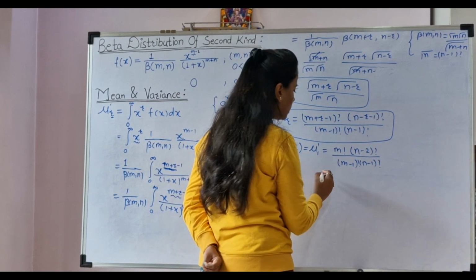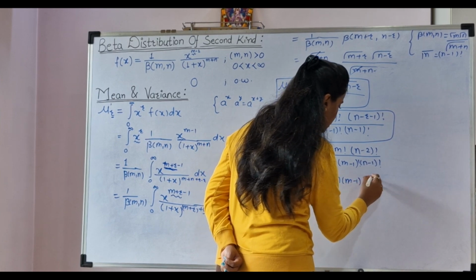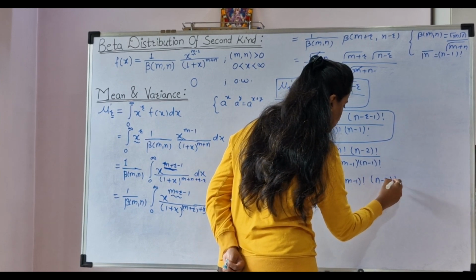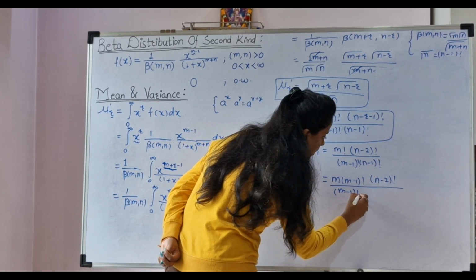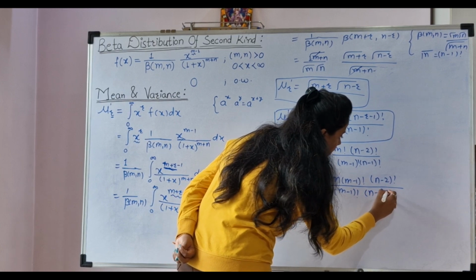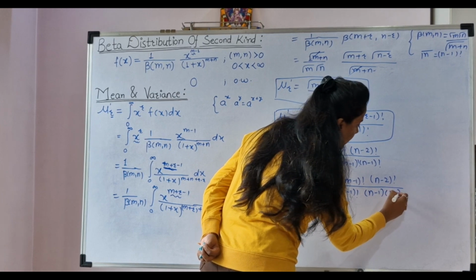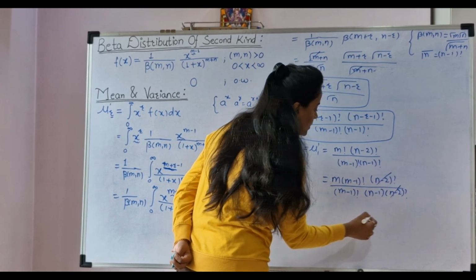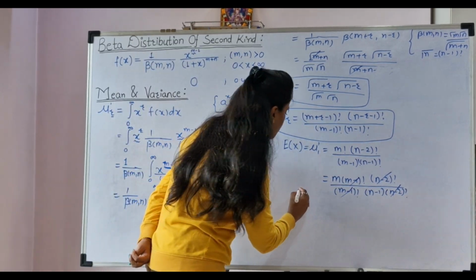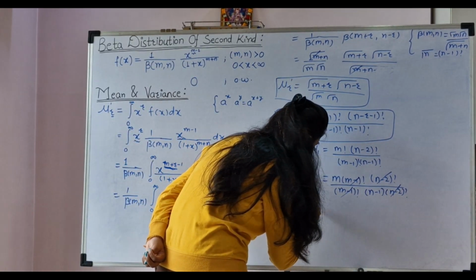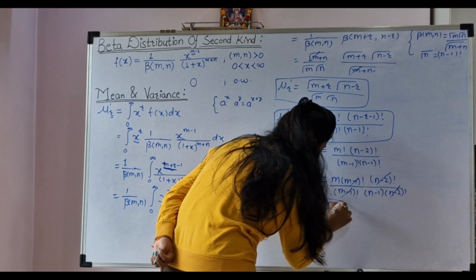Okay, so let's solve this further. We will get m into m minus 1 factorial. Let's keep n minus 2 factorial as it is. In the denominator m minus 1 factorial, and here let's expand n minus 1 factorial, so we will get n minus 1 into n minus 2 factorial. This n minus 2 factorial and m minus 1 factorial will get cancelled. So we will get expectation of x equals to m upon n minus 1.